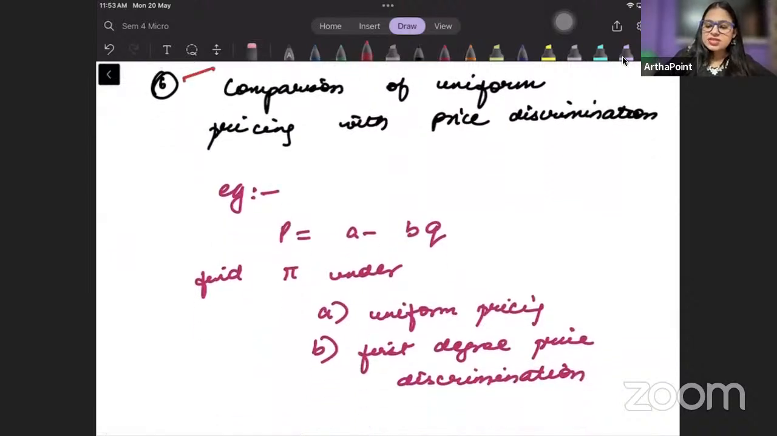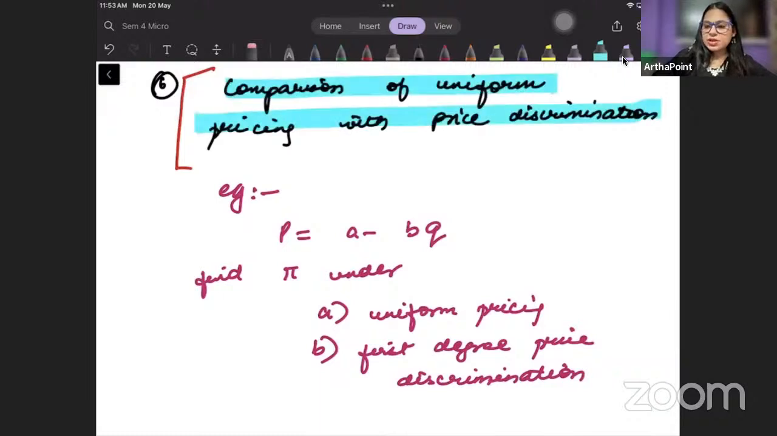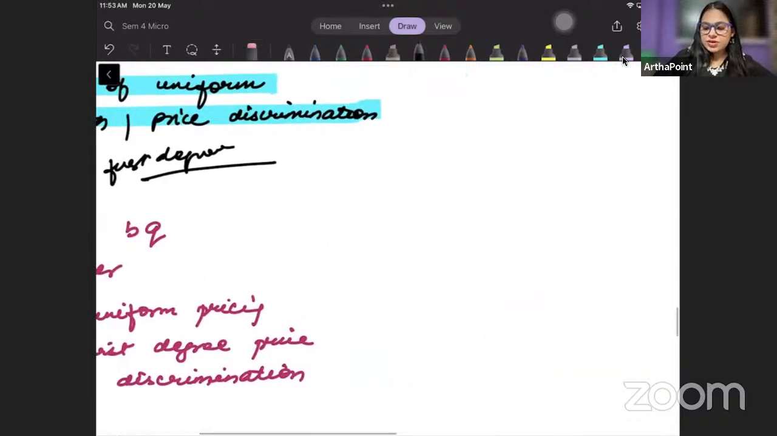Next thing that can be asked in exam beta, that will be comparison of uniform pricing with price discrimination, first degree price discrimination. है ना? तो एक बात हमेशा याद रखना, first of all, that in first degree price discrimination, consumer surplus will be 0.